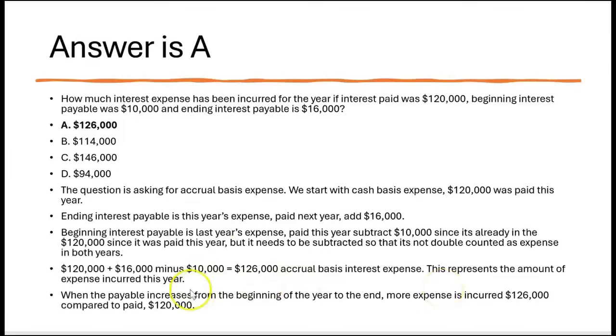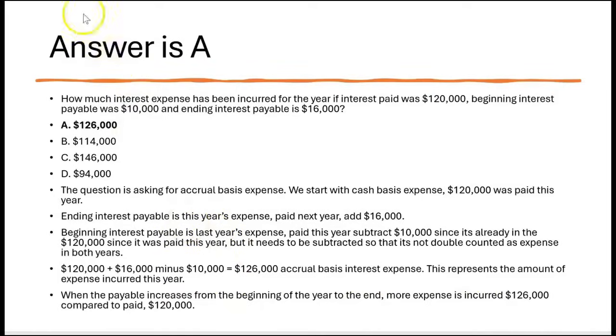126,000 represents the amount of expense for interest incurred this year. And that's what the question wants to know. How much interest expense has been incurred for the year if interest paid was 120,000, beginning interest payable 10,000, ending interest payable 16,000? Note that when the payable increases from the beginning of the year to the end of the year, more expense is incurred, 126,000, compared to cash paid, 120,000.